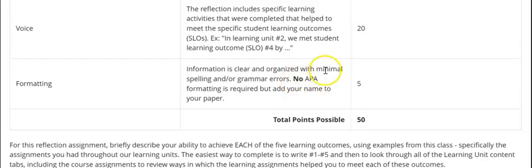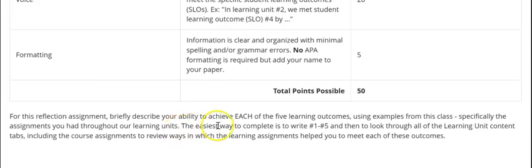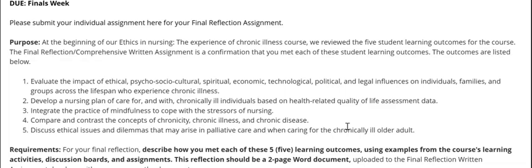The formatting says no APA formatting is required, only your name, because it's personal, it's meaningful, and the information is clear and organized. That means minimal spelling and grammar errors. So that's how you're getting to your 50 points. The best way to do this, and especially to do it in 2 pages, is to write on your page with your name on it, number 1, number 2, number 3, number 4, and number 5. Then you look at the student learning outcome for each, and go through your learning unit content tabs, including your course assignments, to review ways in which the specific learning assignments helped you to meet each of these outcomes. I hope that's clear, and it is in lieu of any type of exam.